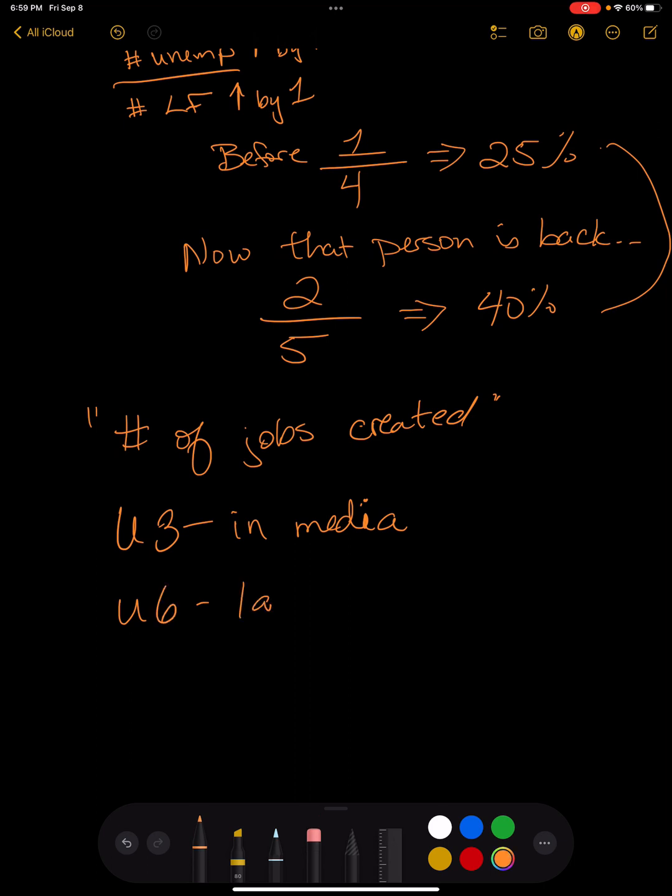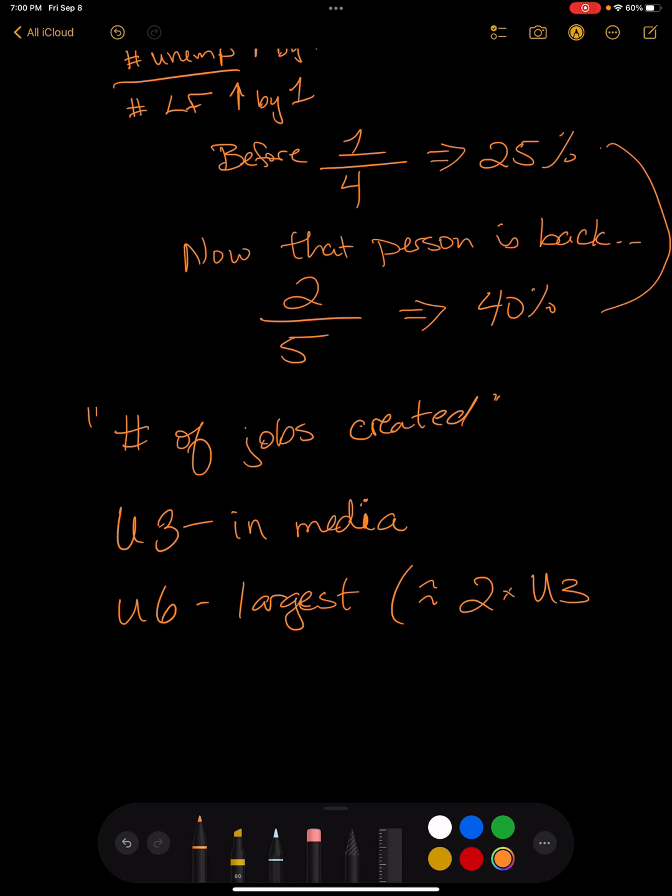U6 is the largest one. And what U6 is going to do is it's going to say, let's add back in the discouraged workers. Or let's look at the people who are working part-time but really want full-time jobs, or people who are underemployed. And so it's going to add these folks back in. And what we find is that U6, when you count all of these workers that are not happy in their current roles, that it's approximately twice the size of that U3 rate.